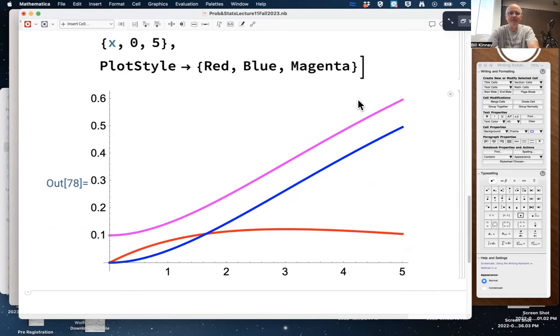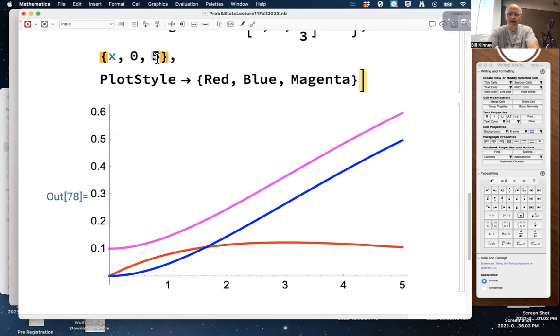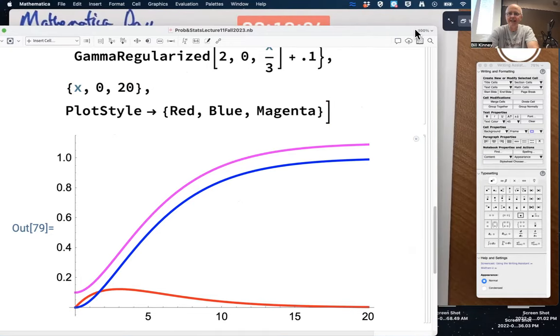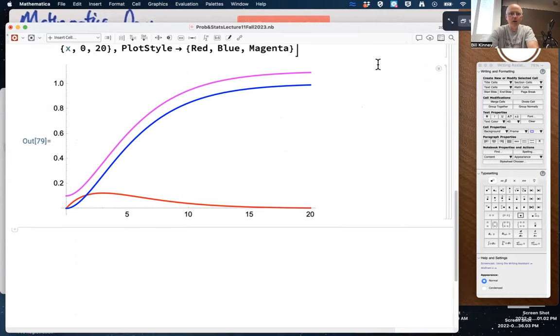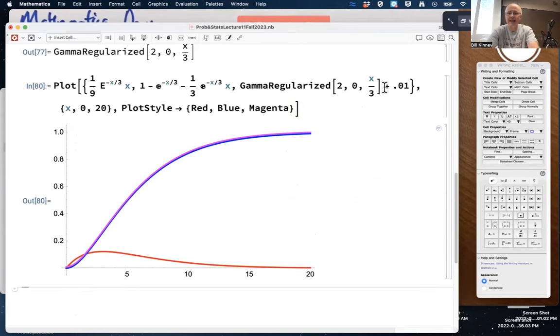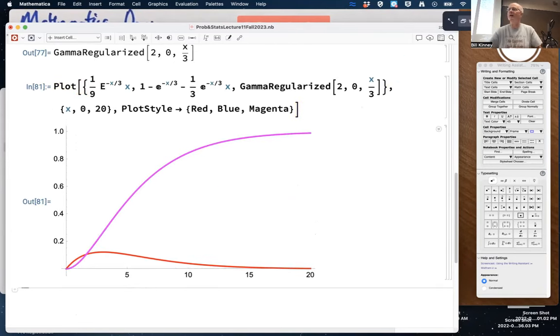There we have them. Let's go further, maybe out to 20 instead. Yeah, that gamma regularized looks like it's a vertical shift by 0.1 units away from the blue graph. Let's make them closer. How about 0.01 units? They're practically the same thing, and they are indeed the same. They're the same function. It's just a different name for the same function. Gamma regularized is some more general function you've never heard of before.